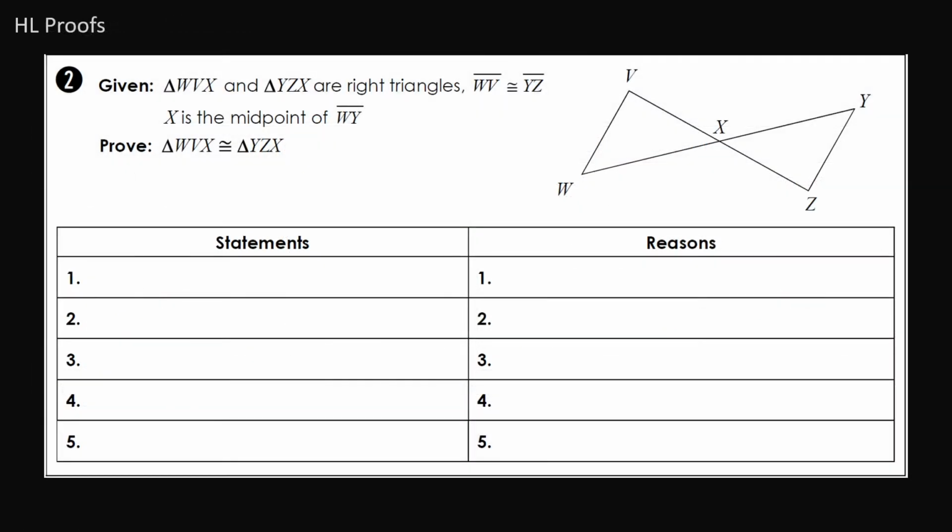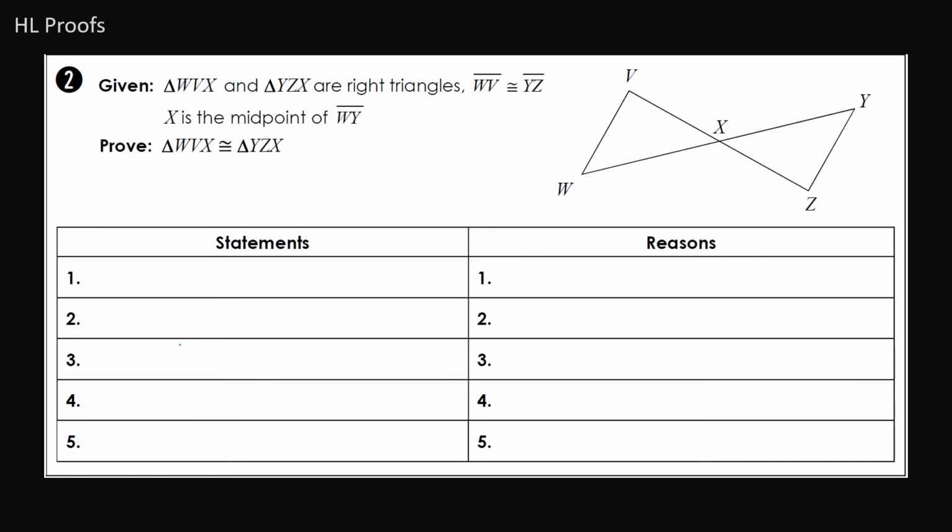So let's try out a proof with this information. So we're going to try out number 2. And number 2, we are given triangle WVX and triangle YZX are right triangles. We know that side WV is congruent to side YZ, and we know that X is the midpoint of WY. So that's a lot to take in. And we need to prove that triangle WVX is congruent to triangle YZX.